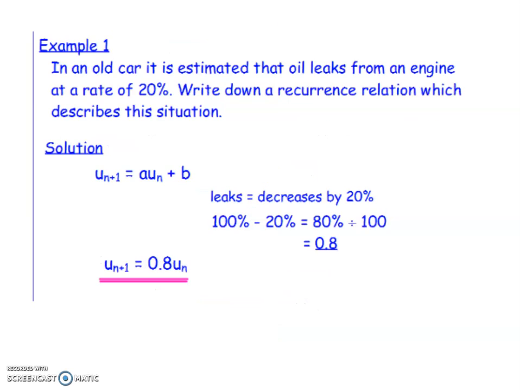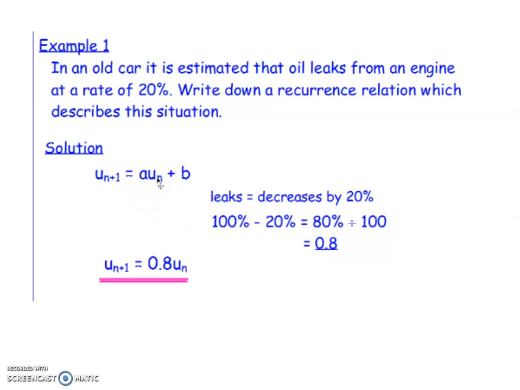So example 1: in an old car it is estimated that oil leaks from an engine at a rate of 20%. Write down a recurrence relation which describes this situation. So an oil leak, that is going to mean a decrease. So we've got 20%, so we'll do 100 subtract 20. That gives me 80%, so we divide that by 100 to get our multiplier value, which is 0.8. So therefore, u_{n+1} is going to be equal to, instead of a, I'll write 0.8. So it'll be 0.8u_n.